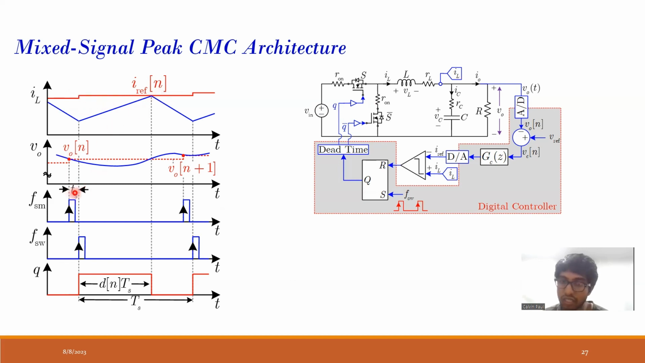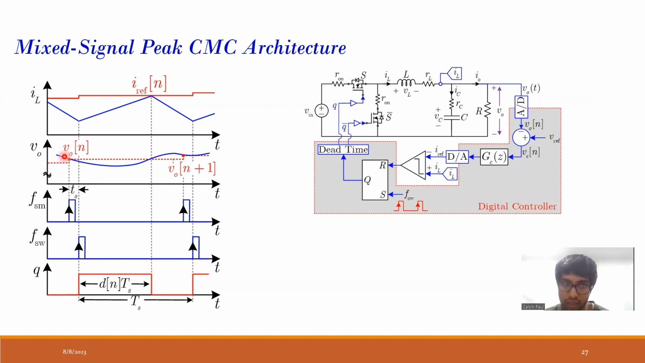So this TS is my delay, which is for the ADC conversion time and the controller computation time. The controller is actually basically a code, some lines of code, so that also will take some time. All that is combined into this delay TS. Okay, and through a DAC, I will generate an I reference value. So when the inductor current reaches the I reference value, it resets, and so then the switch turns off. So this is known as mixed signal peak current mode control.